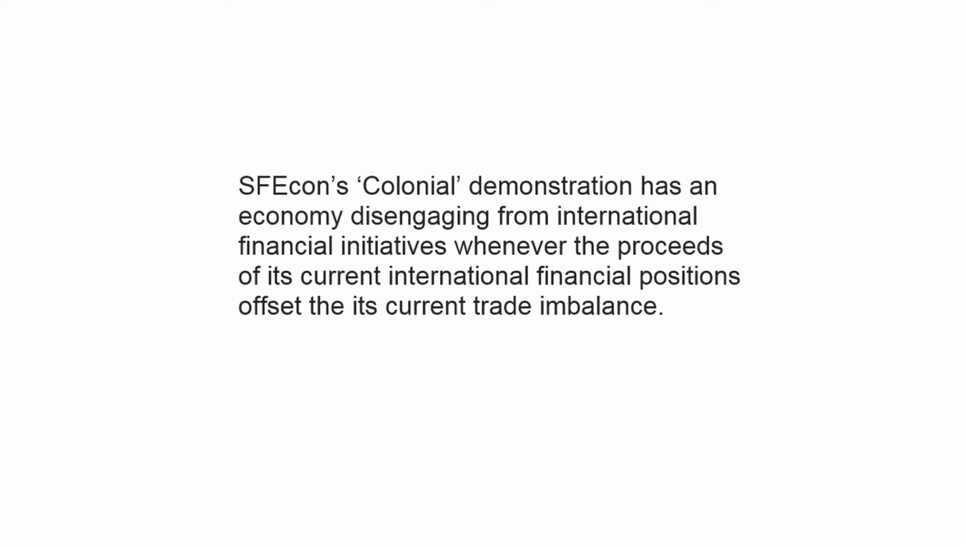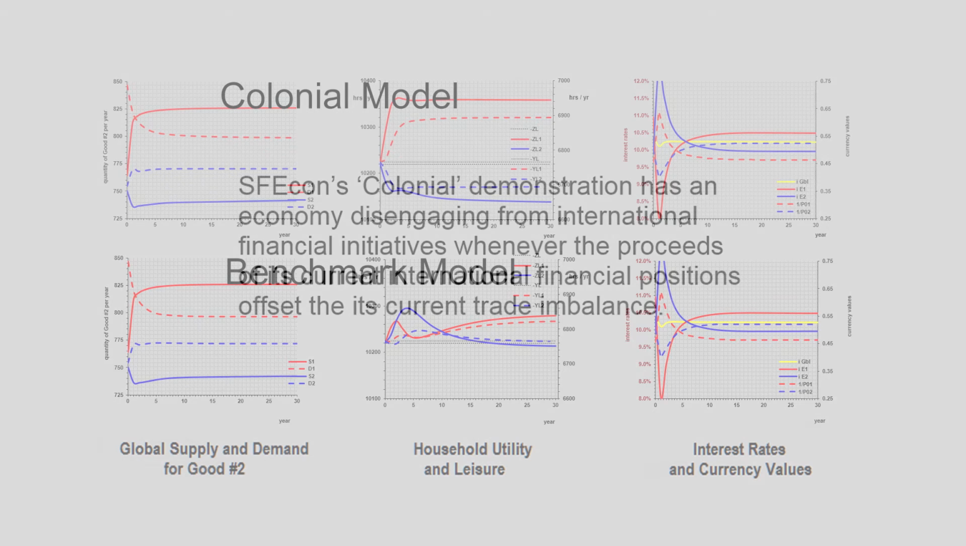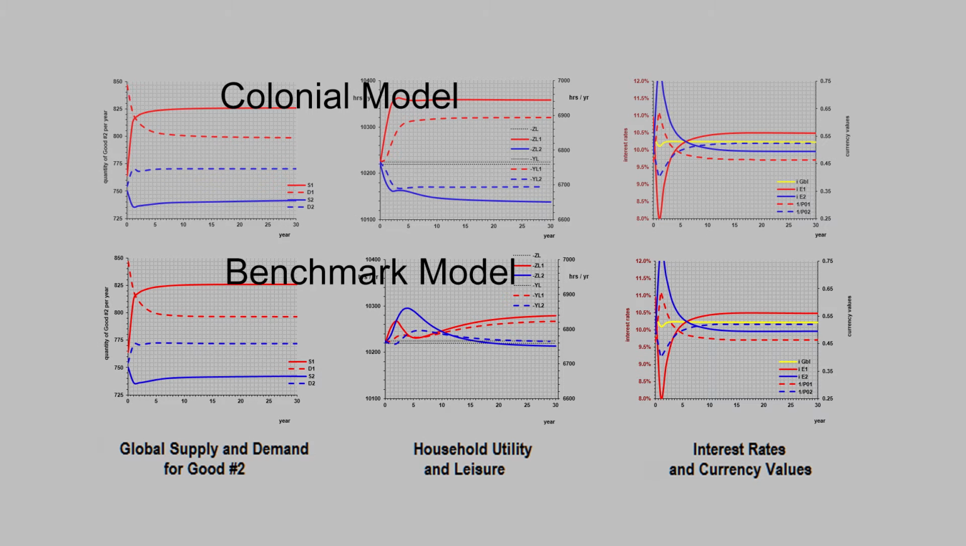This demonstration shows the mathematical possibility that international financial imbalances can come into an offsetting relation with trade imbalances that will persist indefinitely. We refer to this demonstration as our Colonial Model to suggest the financial arrangements created by Europe's imperialist adventures, in which mother countries were able to impose permanent debt servitude upon their colonies.